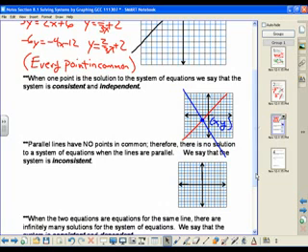Now, parallel lines have no points in common. Therefore, there is no solution to the system of equations. When the lines are parallel, we say the system is inconsistent. That would be the top of the second column on your word bank. So inconsistent means they are parallel like that. So your illustration would be that they are parallel.